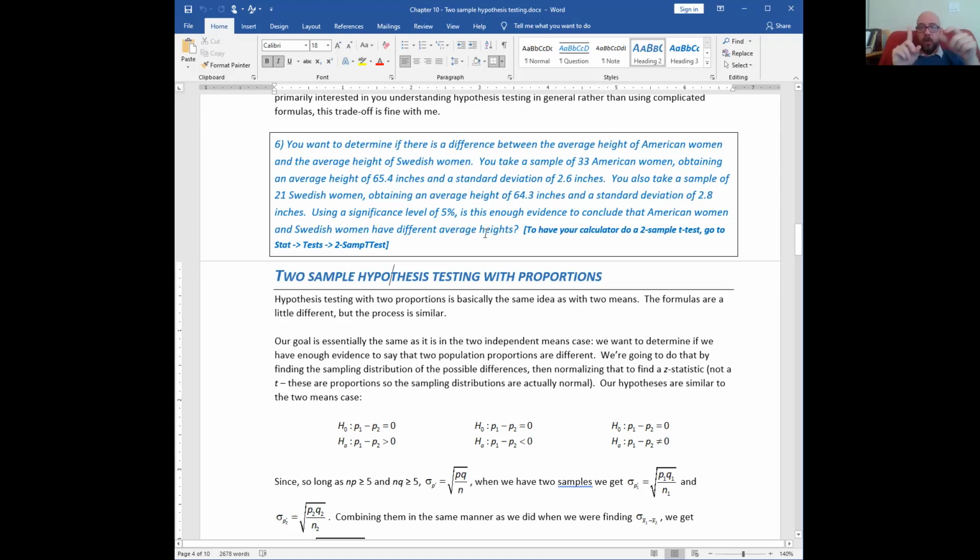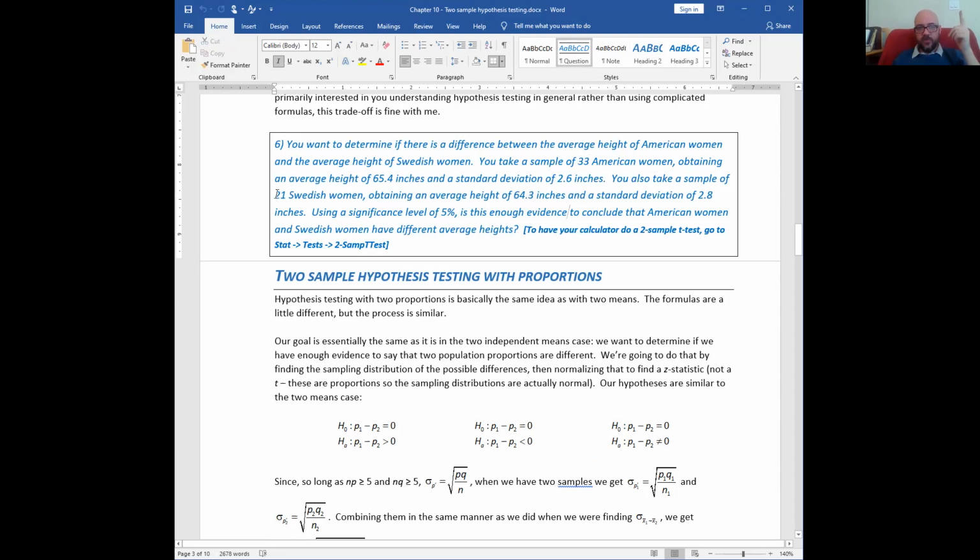Number one, we do not have any parameters here. These are all statistics. You can tell because this and this both are in the same sentence as you take a sample of 33 American women. So they're both referencing the sample, and so are these other numbers, the 64.3 and the 2.8, both referencing the other sample of Swedish women.